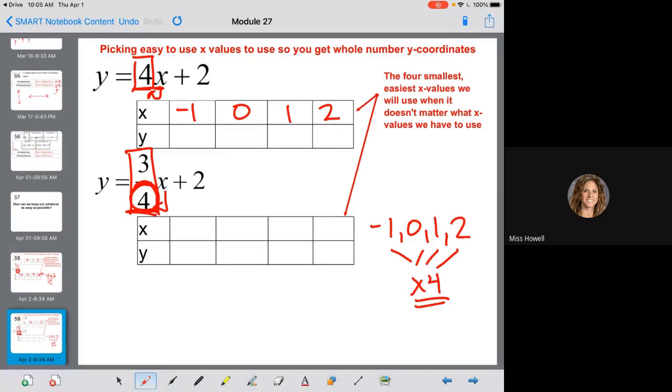If we use that denominator, then when we go to multiply our 3/4 times whatever we substitute in for x, we'll get perfect numbers that aren't decimals or fractions. So instead of -1, we're going to take that -1 and multiply it by this 4, and we'll get -4. 0 times this 4 is still 0. 1 times this 4 would give us a 4, and this 2 times 4 would give us an 8. So our 4 smallest, easiest, simplest x values to use here, instead of -1, 0, 1, and 2, would be -4, 0, 4, and 8.